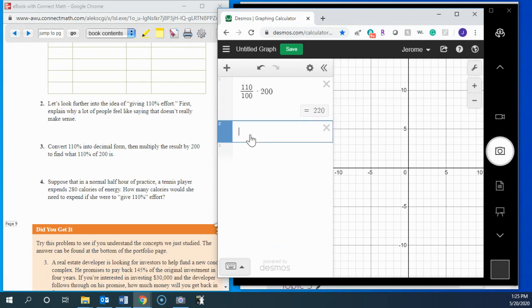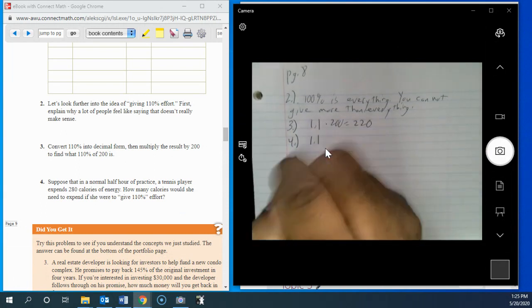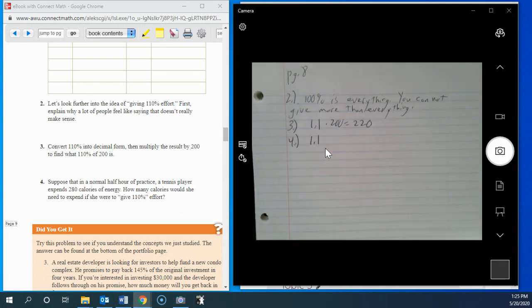Okay, next for number 4. It says, suppose that in a normal half-hour of practice, a tennis player expends 280 calories of energy. How many calories would she need to expend if she were to give 110% effort? Okay, so it would basically be the same as what we did for number 3. We have to convert the 110% to a decimal, which we already did. We know it's 1.1. Then we would have to multiply that by 280.